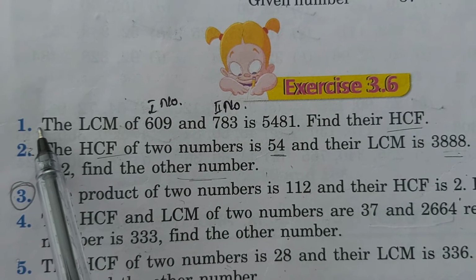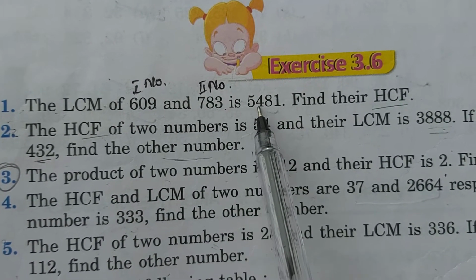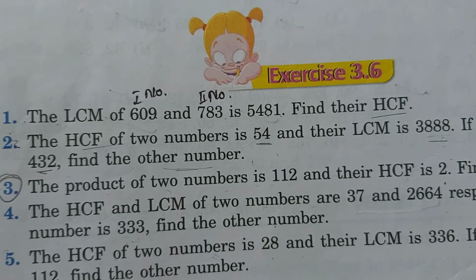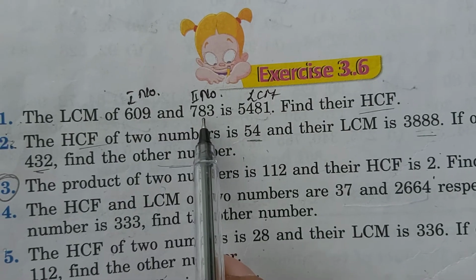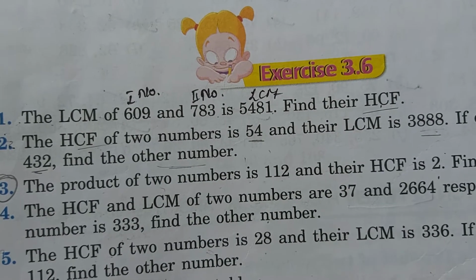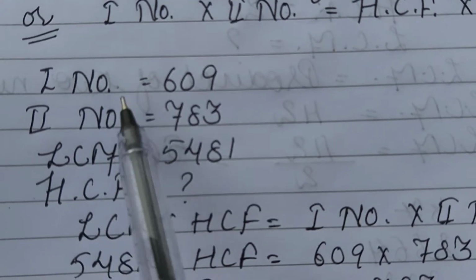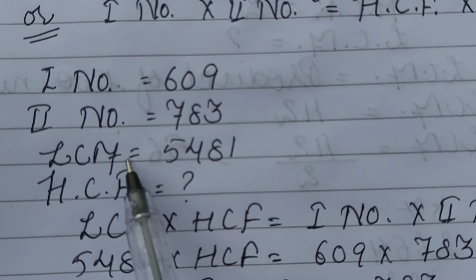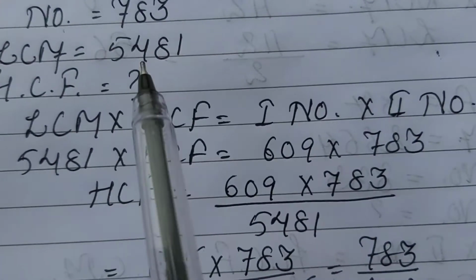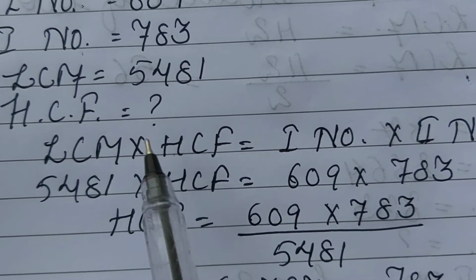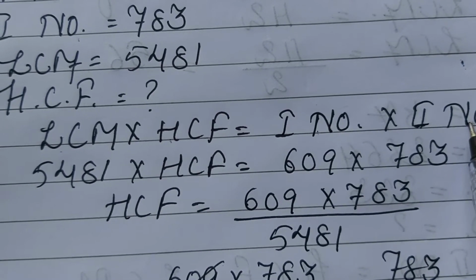As in first question, LCM of 609 and 783 is 5481. Means this is your LCM and this is first number, this is second number. You have to find here HCF. We have written here value of first number, second number, LCM, and HCF we have to find. Then we have written here formula: LCM multiply HCF is equal to first number and second number.